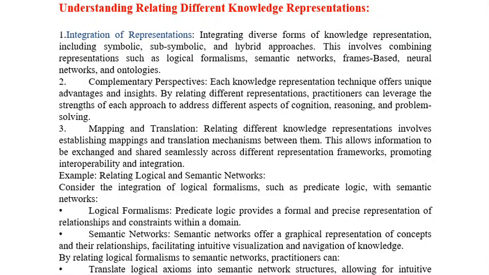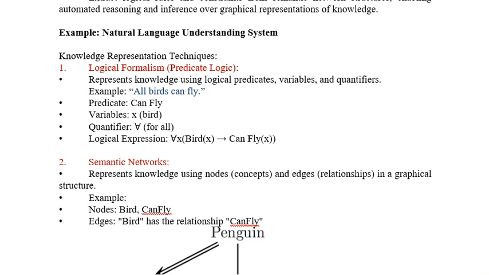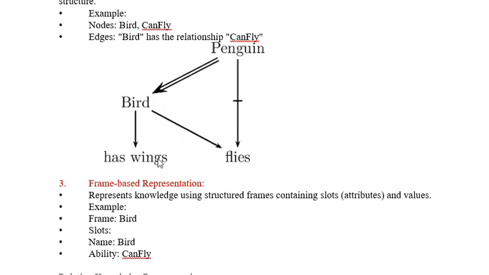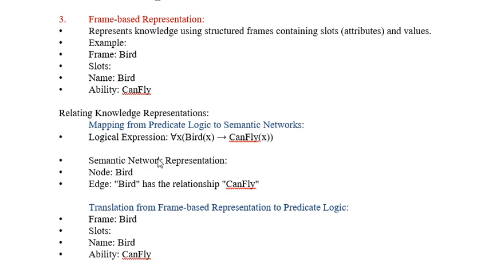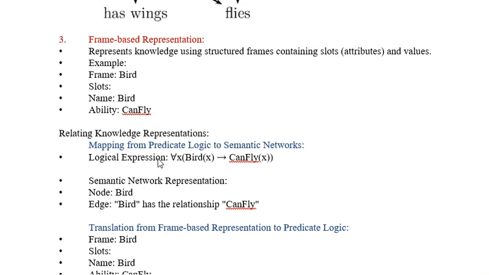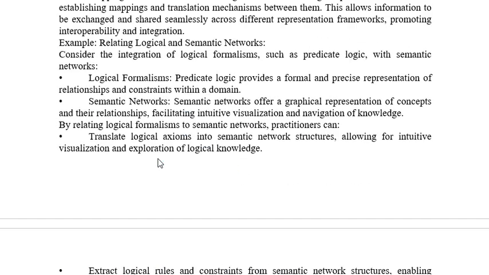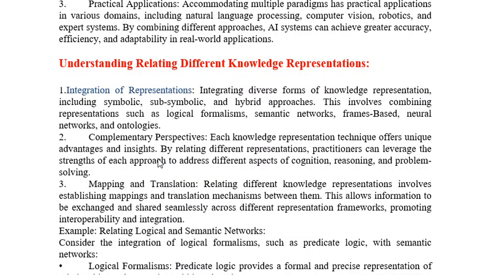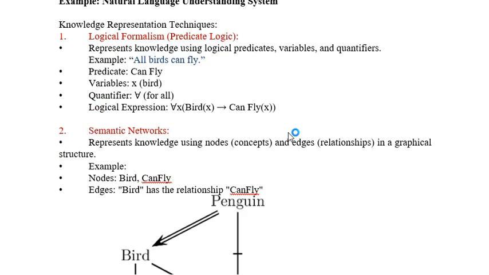I will explain with a simple example so that you can understand clearly how to represent the knowledge. The example is a natural language understanding system. First, what is the knowledge representation technique? Here we have logical formalisms, which is nothing but predicate logic, and semantic networks and frame-based representation. Similarly we have ontologies and neural networks also. But mainly we'll be focusing on these three. So the first one is logical formalism.